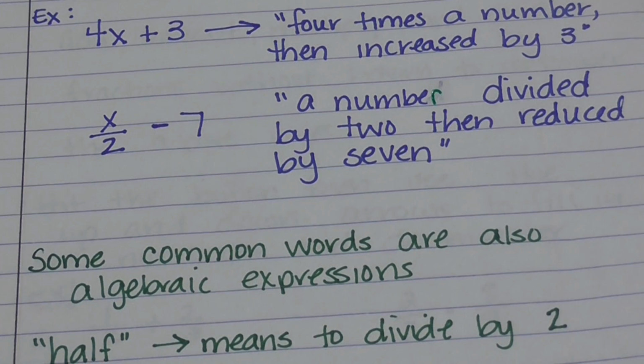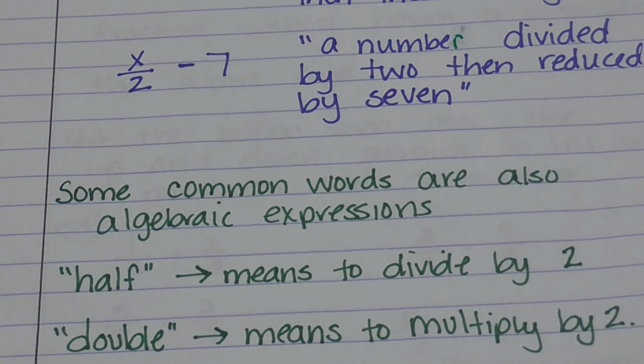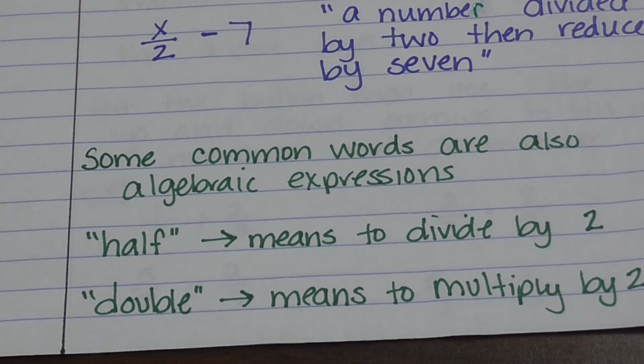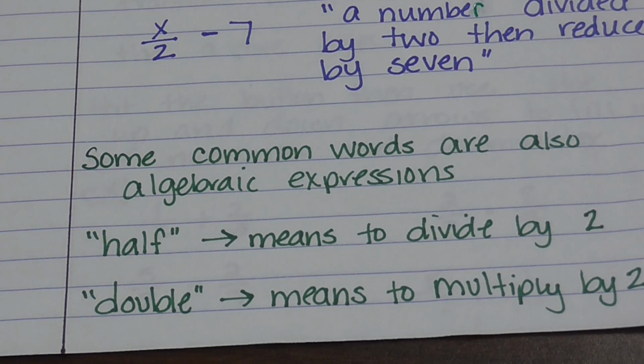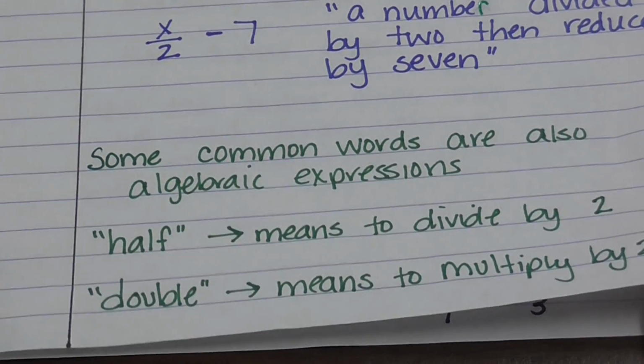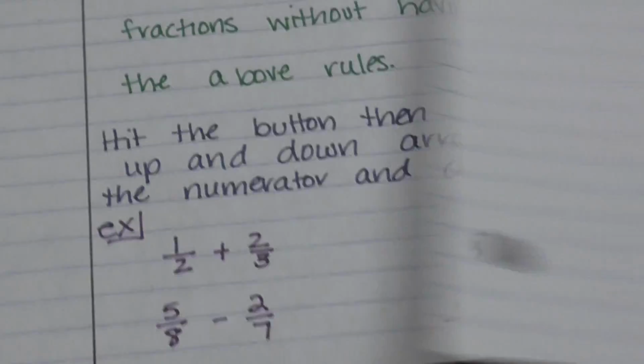Some common words are also used in algebraic expressions like half. So that just means divided by 2. Or double. All right, so double is not one of those plus minus words. Double means you're going to multiply by 2. So those are words that are just really often used in word problems.